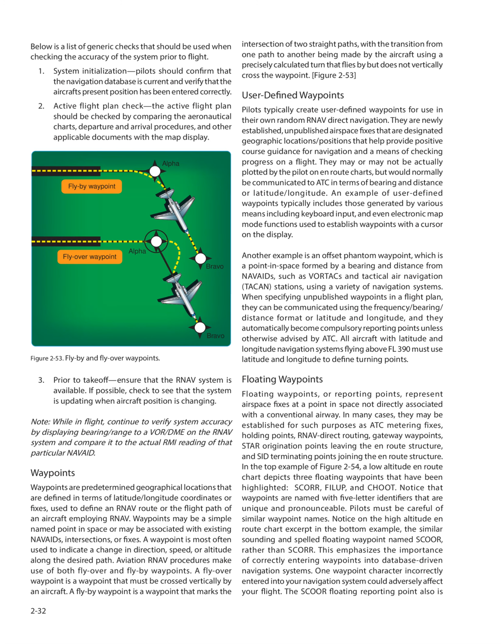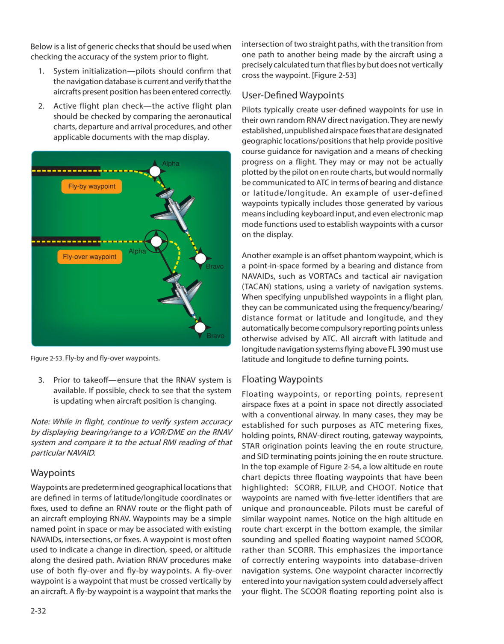Another example is an offset phantom waypoint, which is a point in space formed by a bearing and distance from NAVAIDs, such as VORTAC and Tactical Air Navigation (TACAN) stations, using a variety of navigation systems. When specifying unpublished waypoints in a flight plan, they can be communicated using the frequency/bearing/distance format or latitude and longitude, and they automatically become compulsory reporting points unless otherwise advised by ATC. All aircraft with latitude and longitude navigation systems flying above FL 390 must use latitude and longitude to define turning points.